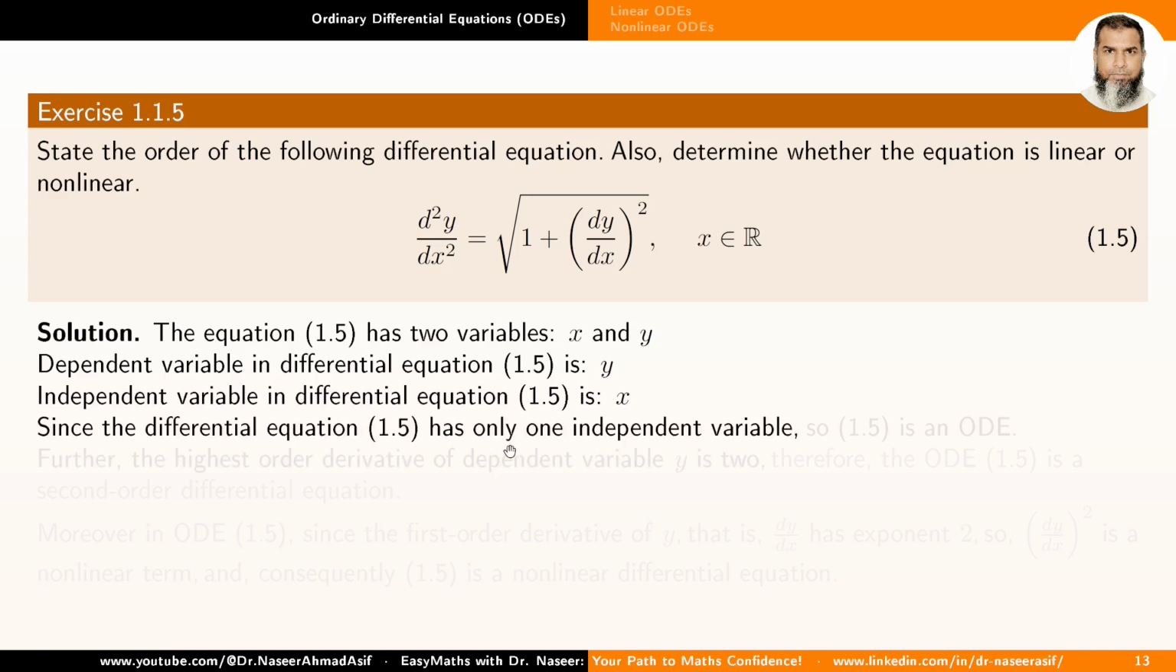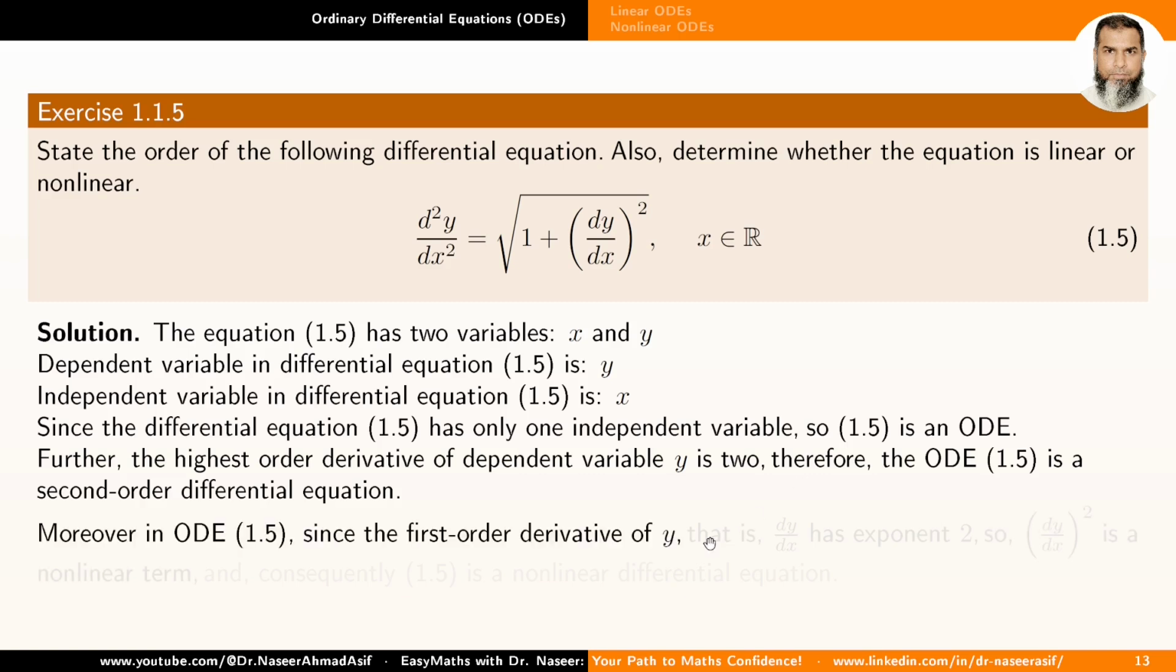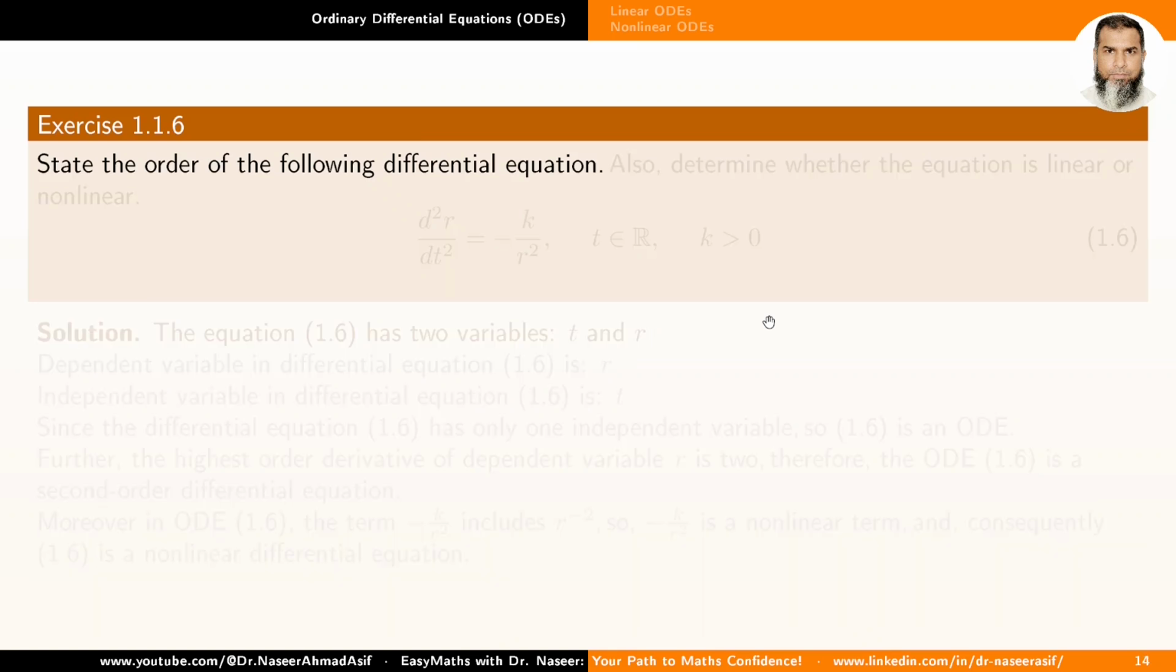Since the differential equation 1.5 has only one independent variable, 1.5 is an ordinary differential equation. Further, the highest order derivative of dependent variable y is 2. Therefore, the ODE 1.5 is a second order differential equation. Moreover, in ODE 1.5, since the first order derivative of y, that is dy by dx, has exponent 2, (dy by dx) square is a non-linear term. Here you can see dy by dx has exponent 2, so this is a non-linear term. So equation 1.5 is a non-linear differential equation. Let's see another question.